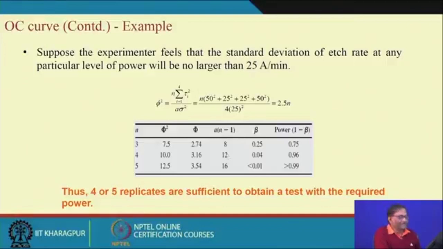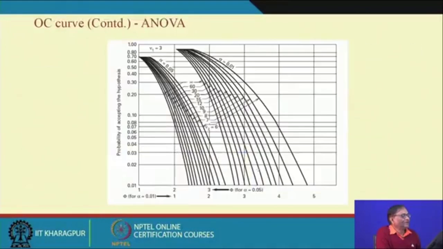Nu 1 is always 3. So that alpha is 0.01. Using all those things, you will find out that the beta value will be 0.04. Okay, so how is nu 2 equal to 12? Nu 2 equal to 12 means this one. This is basically nu 2 equal to 12.